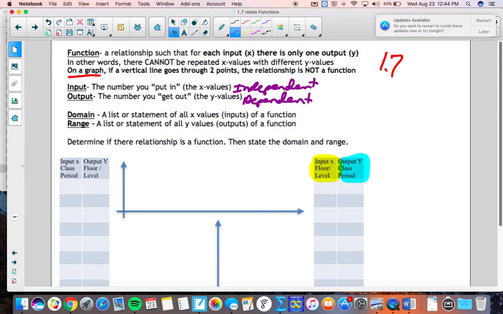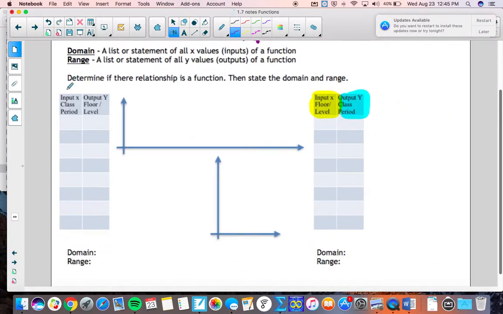So here's how I want us to start breaking this down. If you have your class schedule easily available, or if you can just make one up for here at Central High School, that's what we're going to do right now. Let's use the table on the left first. I want you to put your class period right here. So we're going to go through 8th hour: 1, 2, 3, 4, 5, 6, 7, 8. Now, this is your input.